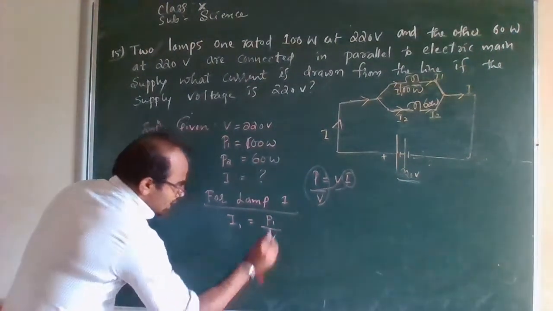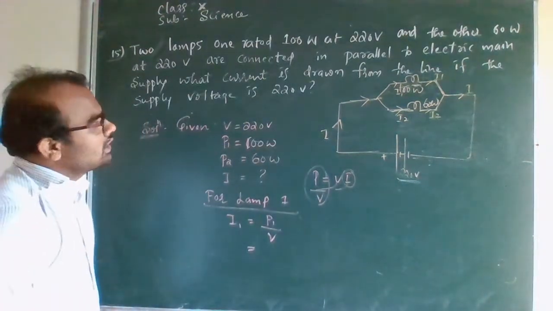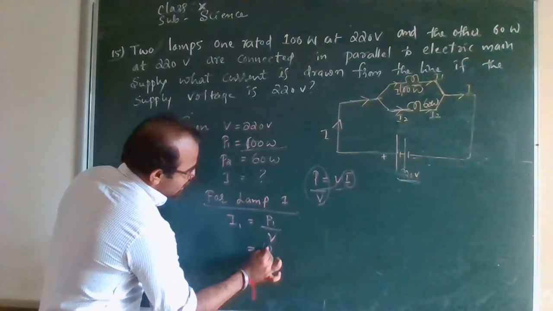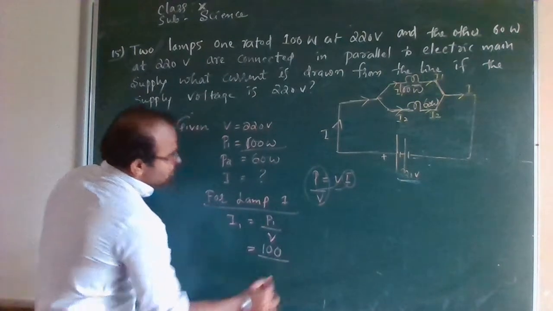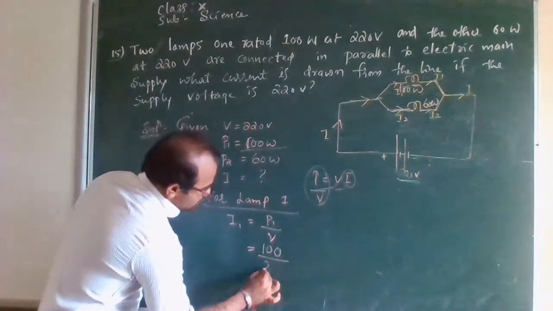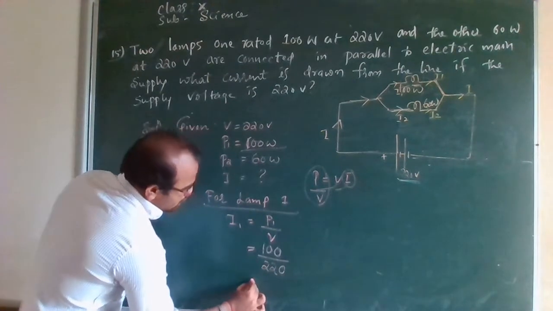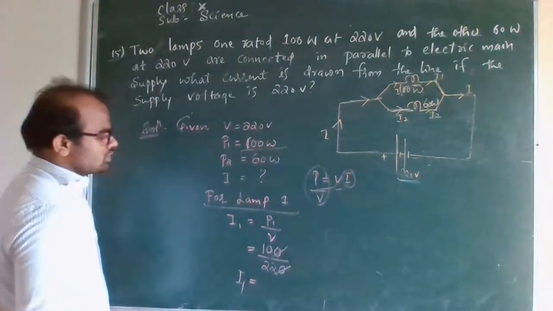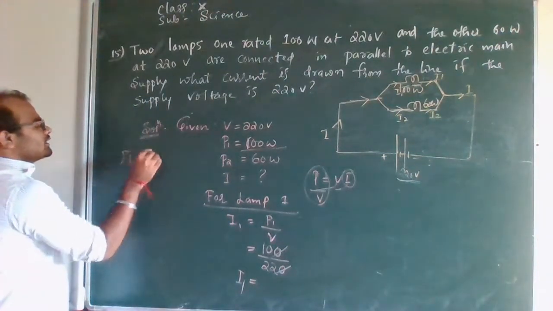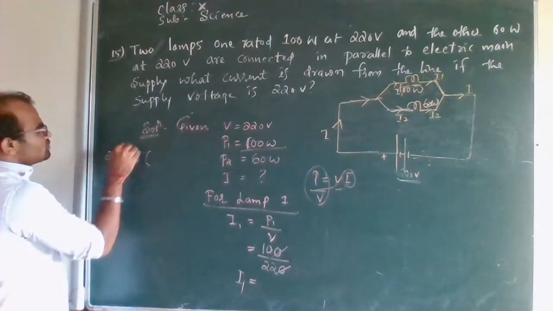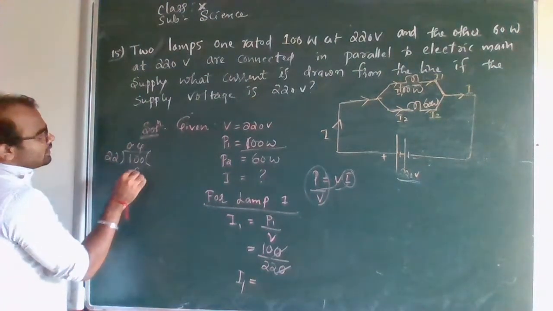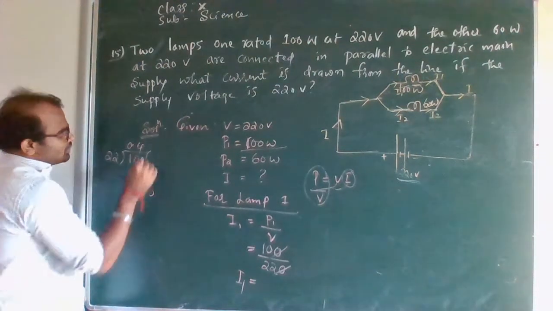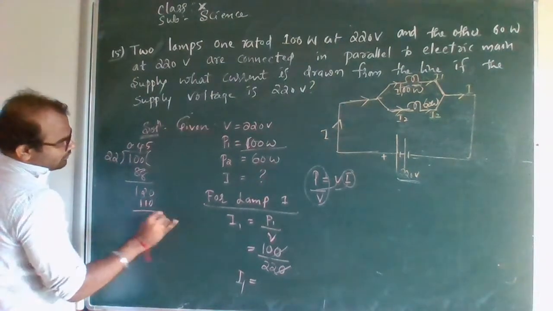I hope you all are clear. How much is P1? 100 watt, so I will write it as 100. What is my V here? 220 volt, so I will write it as 220. I1 is equal to 100 by 220. The 0 goes, 0 goes, so 10 by 22. If you divide, 0 point will come. 110, 4 twos are 88, 120 will come. So 22 how much are? 22 5s are 110.